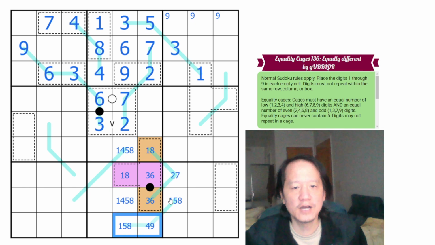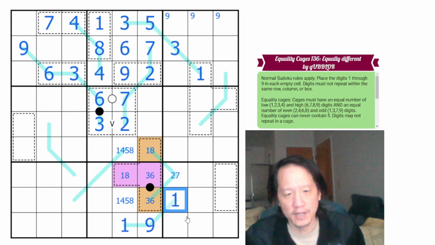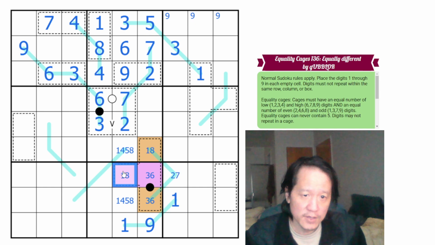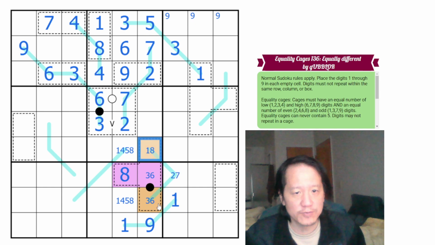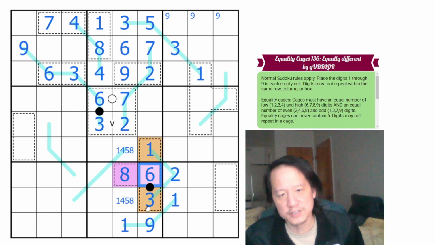This can no longer have a difference of 4. Well, the only other difference that's possible now here is a difference of 8. So this is 1, 9, and 1, which makes this an 8. Therefore, this can't be 8. So this is 1, which makes this 2, which makes this 3. And therefore, this is 6.